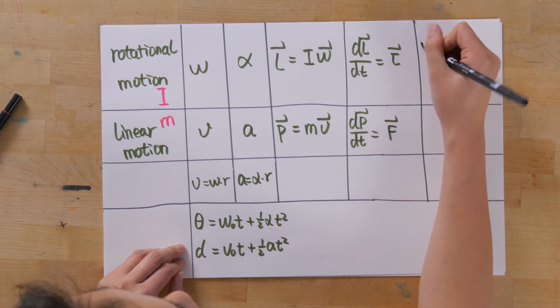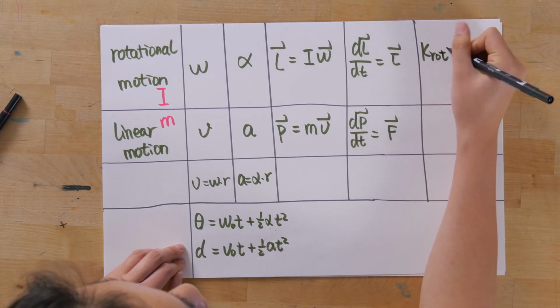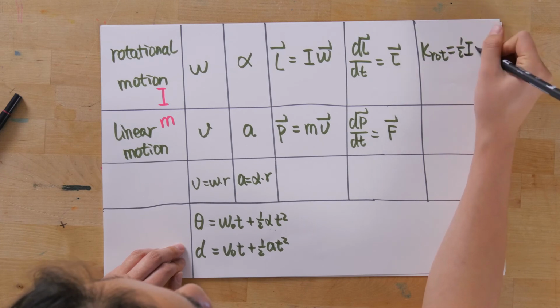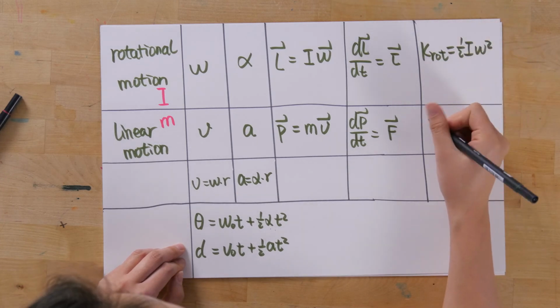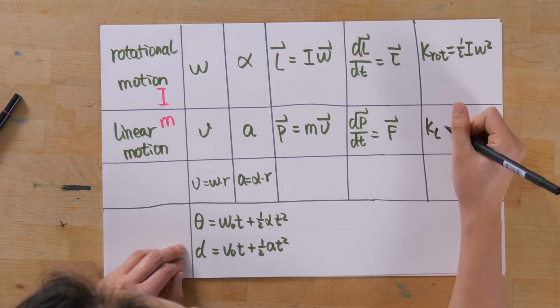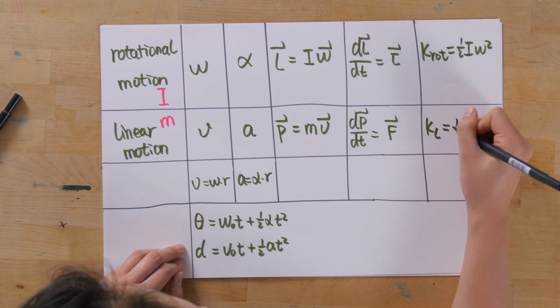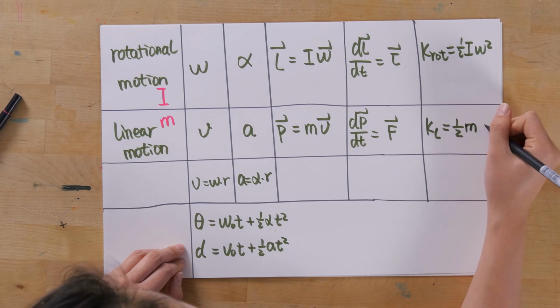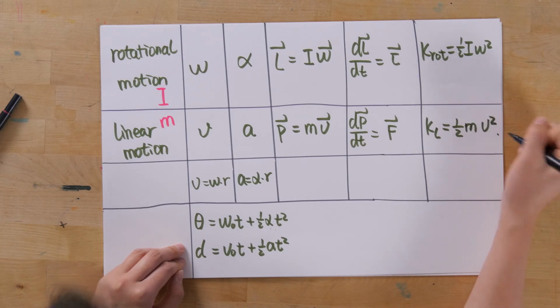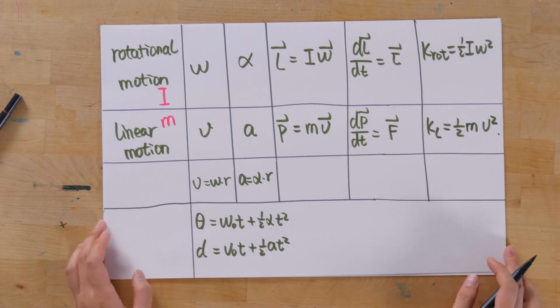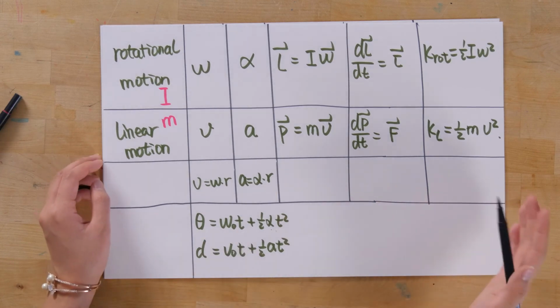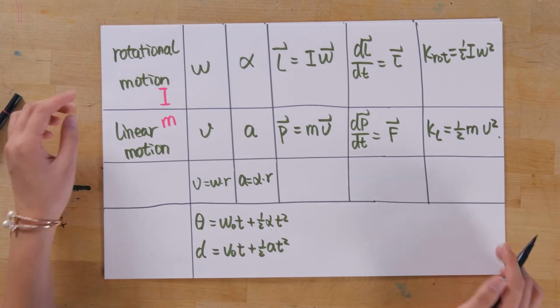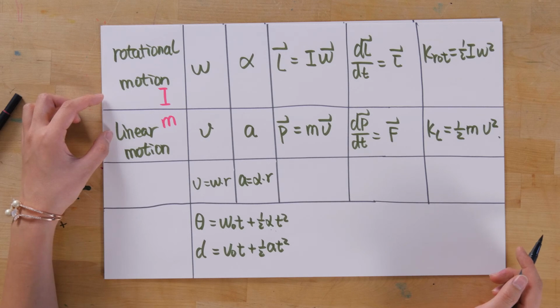What is the energy? The energy for rotational motion equals 1/2 I omega squared. And for linear motion, we have 1/2... So I hope from this chart, you can correlate rotational motion with linear motion.